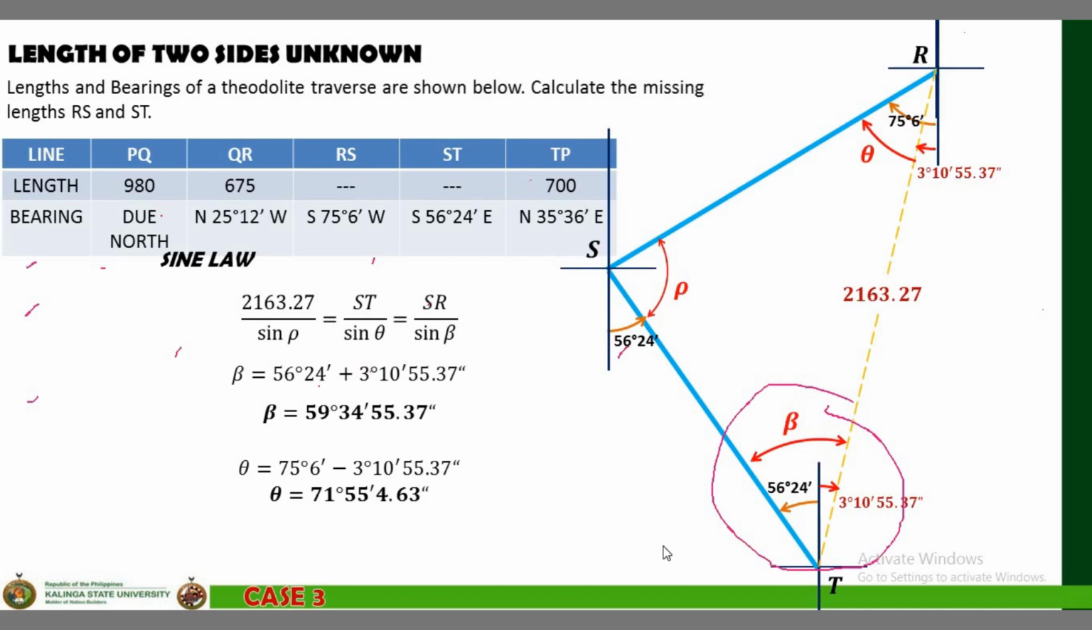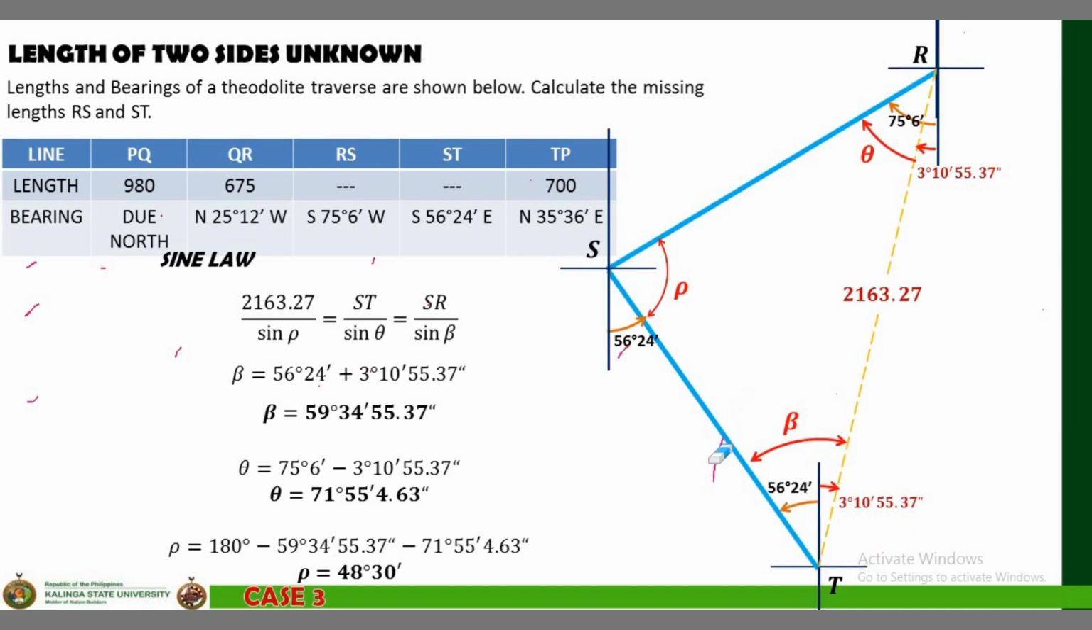Now again, using the relationship that the summation of all the internal angles is 180 degrees, for rho: 180 degrees minus beta minus theta, the value of rho is equal to 48 degrees 30 minutes. So I have solved the values of my internal angles. Any questions about the values of the internal angles? Did we get it?